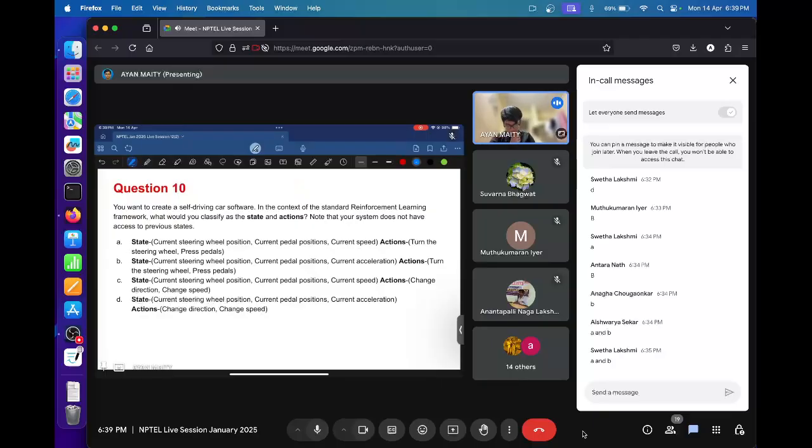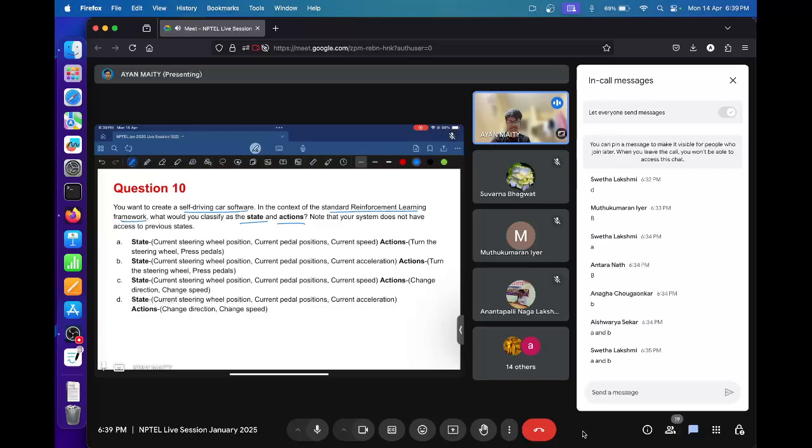Now question 10. You want to create a self-driving car software in the context of the standard reinforcement learning framework. What would you classify as the state and actions? And note that your system does not have access to previous states, which is the assumption in the Markov decision process, that you don't need to remember your previous states. So what would be the state and what would be the action in case of self-driving cars?